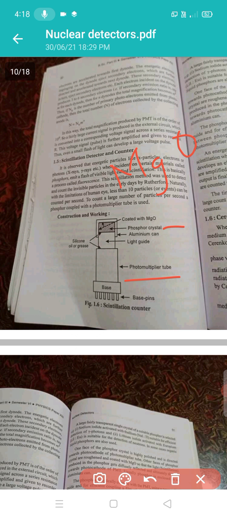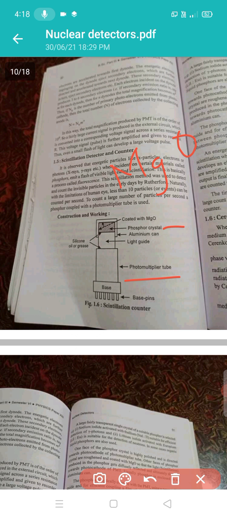See, one face of the phosphor crystal is highly polished and it is directed towards the photocathode of the PMT, or the photomultiplier tube. The other faces of the phosphor crystal are roughened and coated with MgO, magnesium oxide, so that the light produced in the phosphor gets diffusely reflected and ultimately directed towards the photocathode of the PMT. Usually the phosphor is enclosed in an aluminum can.